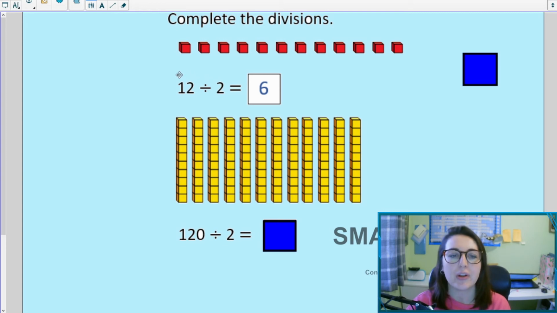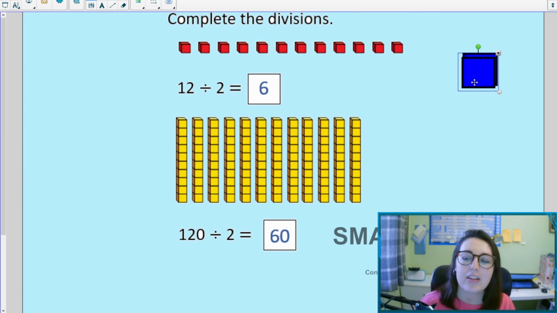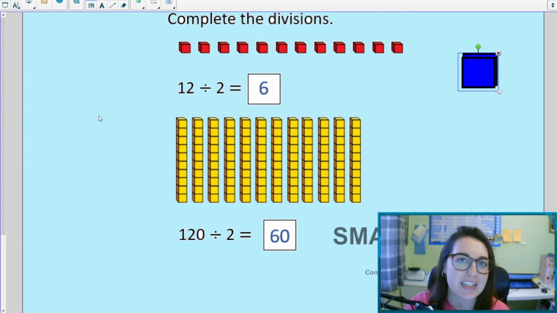I'm going to give you a clue. 6 ones shared between 2 was 6 ones. 12 tens shared between 2 is 6 tens, which is the same as 60. So hopefully you can see the pattern between those two things for those related facts.